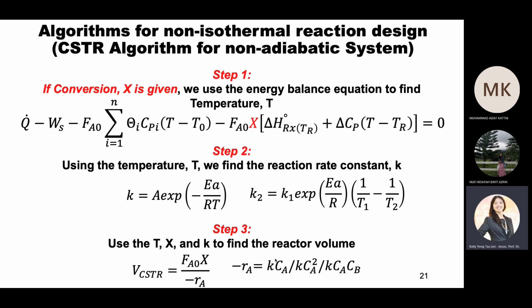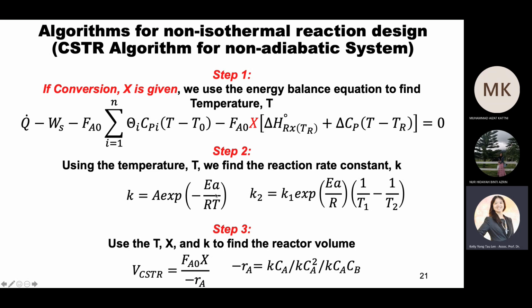Okay, so now that we have the energy balance equation, what you do is, if the question gives the conversion, or in a real application you know your targeted conversion, and this is non-isothermal, you use the energy balance equation that I taught earlier. If you know the conversion, you use this energy balance equation to find the temperature. So if I want to target this conversion, I use this equation and I will know my reaction temperature.